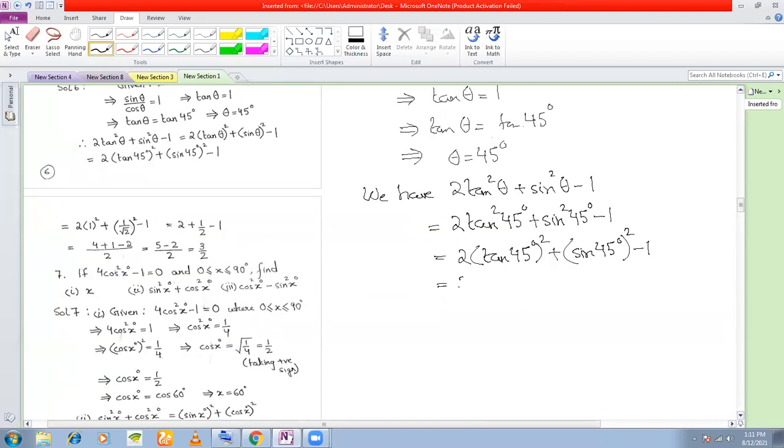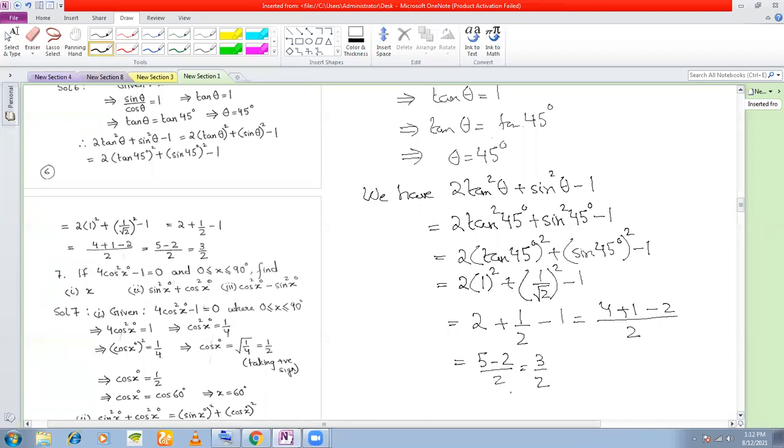Put the value of tan 45. Tan 45 is what value? 1, right? So 2 into 1 square. Sine 45 is 1 by root 2. So 2 into 1 square is simply 2. And 1 by root 2 square is half, minus 1. Now you take the LCM. 4 plus 1 minus 2, 5 minus 2 by 2, which is equal to 3 by 2. And that's your answer. Is it clear?